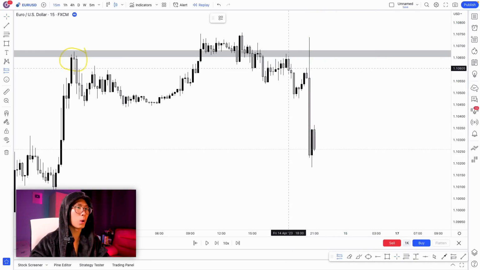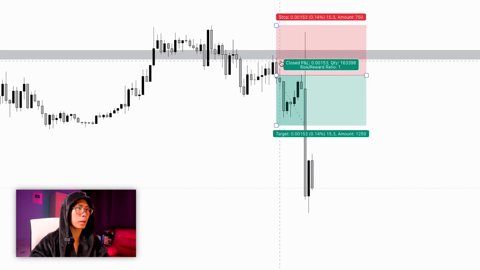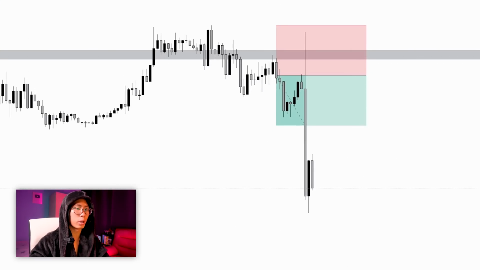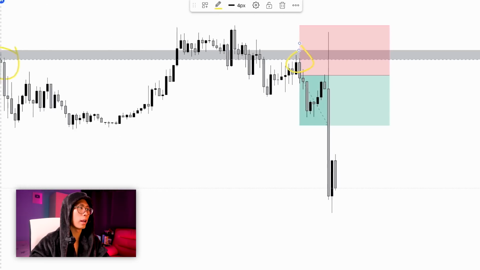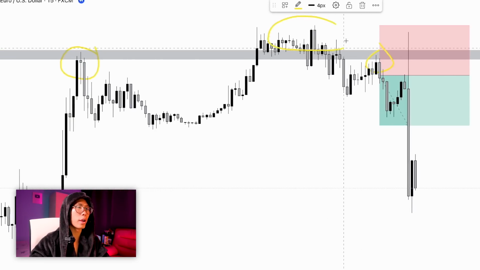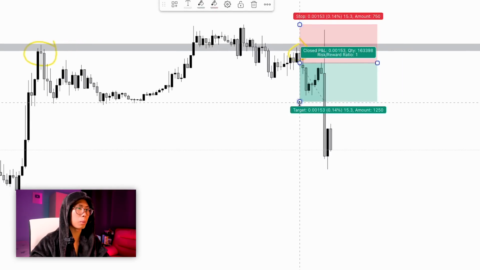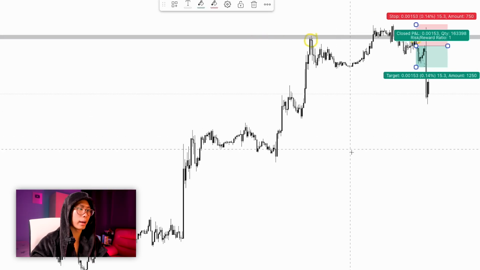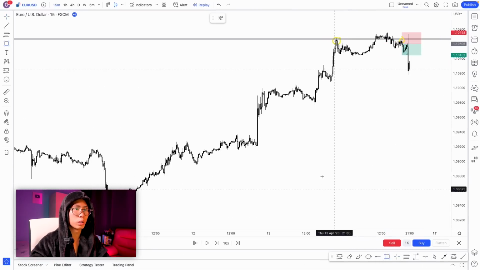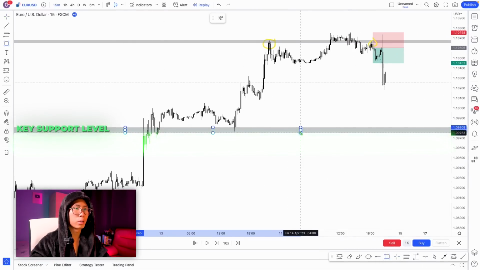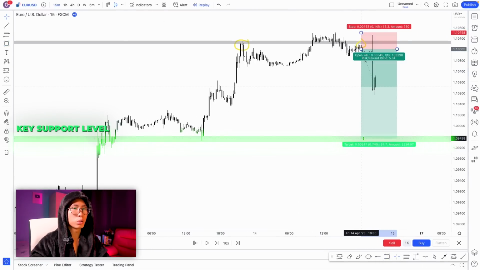For me personally, I would have entered right here when price is coming up to form this right shoulder that we have right here. So that we have your left shoulder, right shoulder, and your head, right? So easily enter for a sell right here. And then I'm going to be taking my take profit all the way down at the next key support level, which could literally be all the way down here, right? This is the next key support level, literally all the way down here.